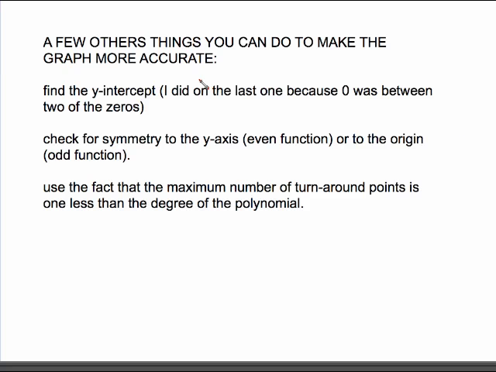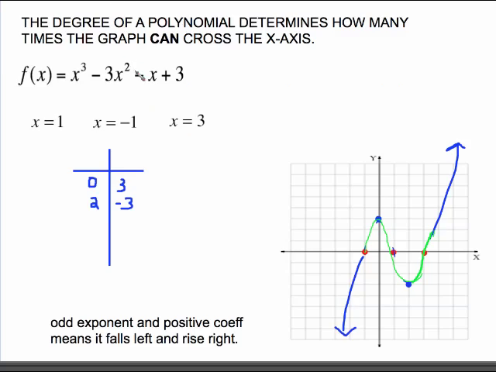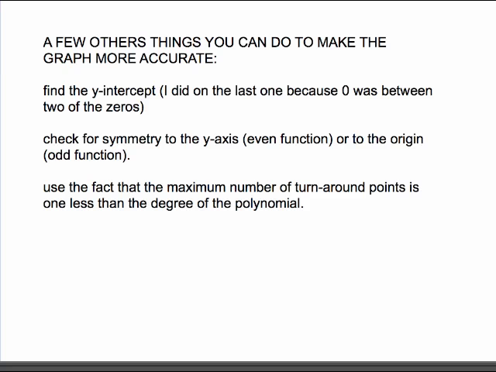Here's a few things that can help make your graph more accurate. Find the y-intercept. I did find the y-intercept on the last one because 0 was in my t-chart. I didn't call it the y-intercept, but it is. So using 0 in your t-chart, whether it's really between two zeros or not, is a good idea because that gives you your y-intercept.